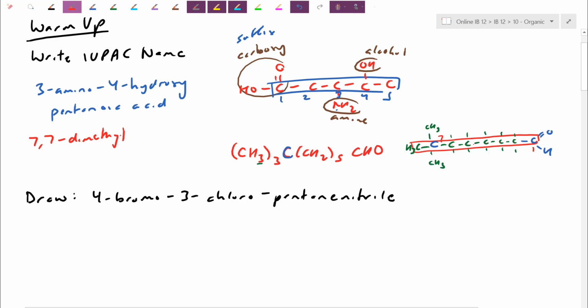One's on 7, the other's on 7 as well. And then off of an octane, we actually have an 8-carbon parent. The ending for an aldehyde changes to -al, so octanal. No number for the aldehyde because that one there is terminal.